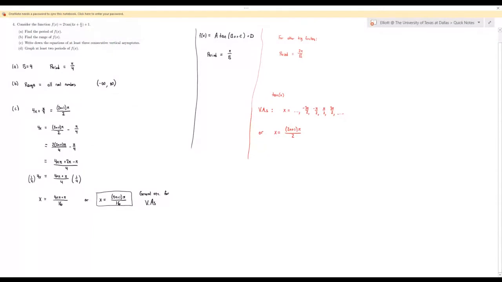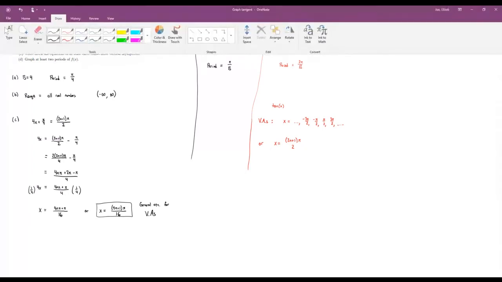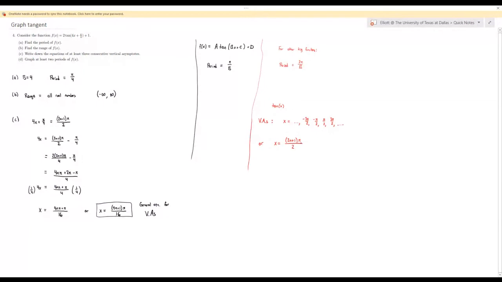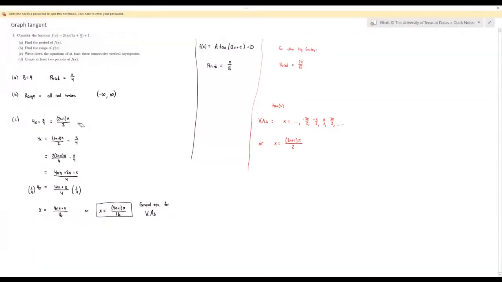Okay. So to summarize how we got this, we took what was inside of our tangent function, and we set it equal to this expression here. Basically, this is representing the odd multiples of pi over 2. Once we set those equal to each other over here, then I just solved for x like that, okay?